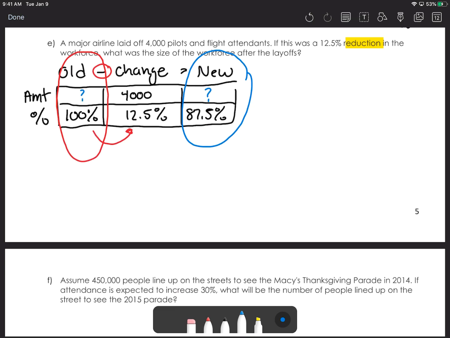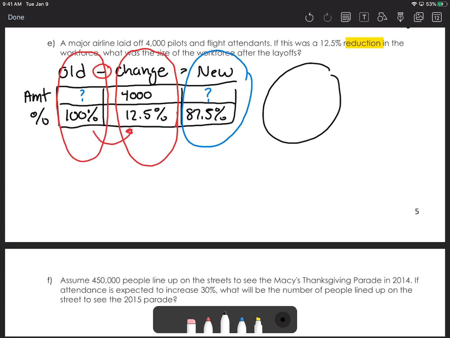And I can't solve for anything if I have two question marks. So what we're going to have to do in this one is actually use the change column and figure out what the old value is. Because once I know what the old value is, I can subtract 4,000 to figure out what the new value is. But I can't use two columns that have something unknown in both of those columns because there's not enough information to solve the problem.